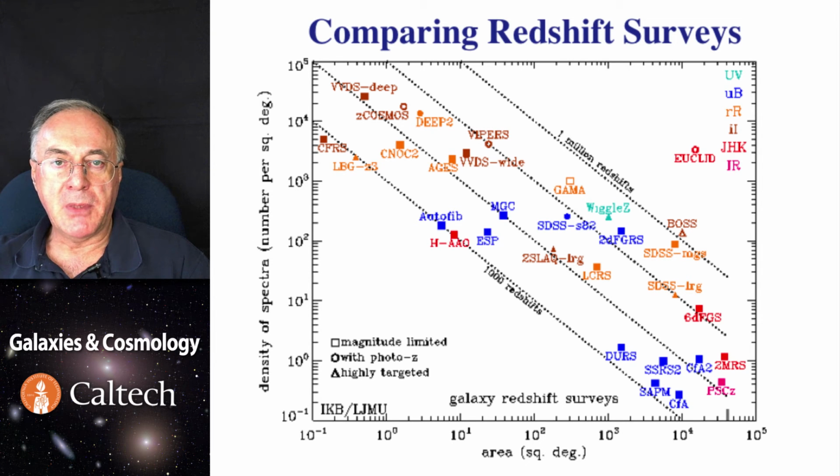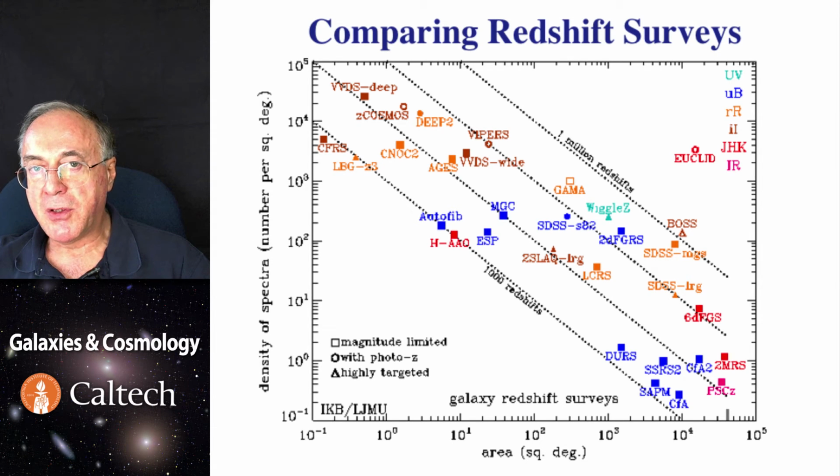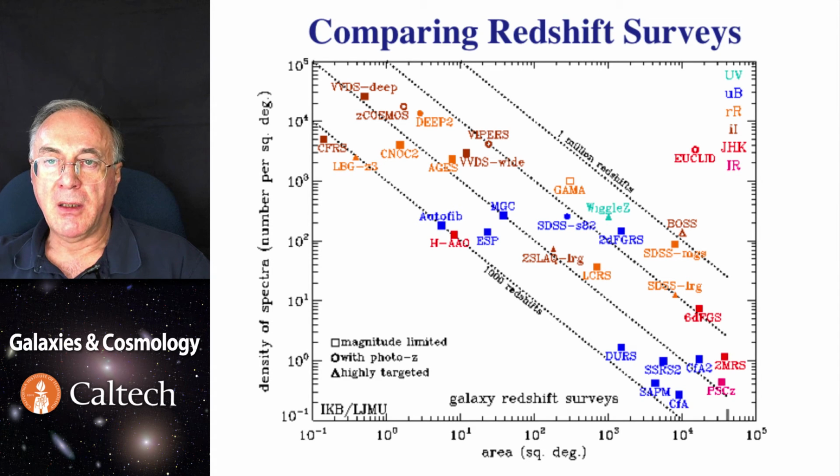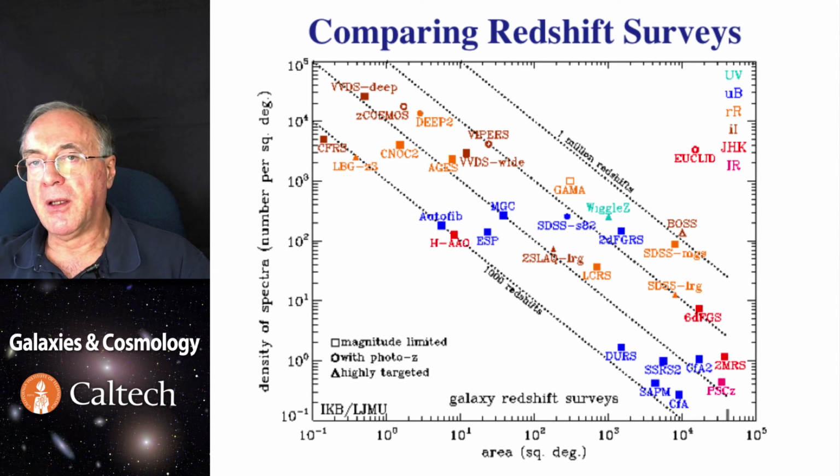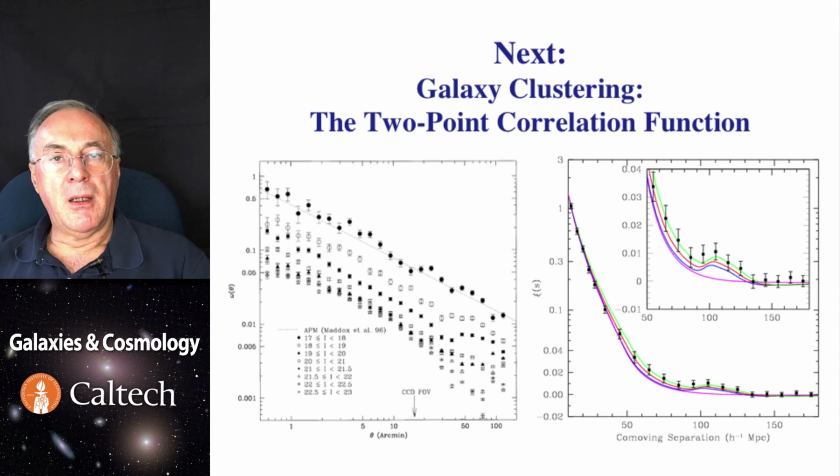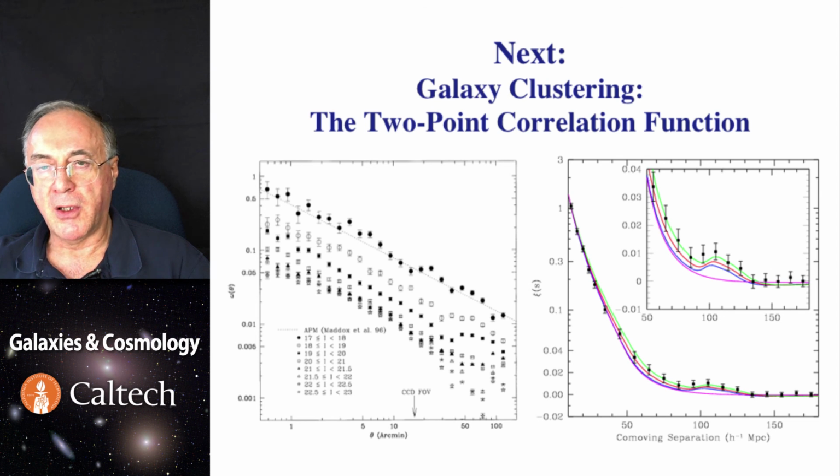Another way to compare them is to look at area coverage versus number density of objects that are being covered. And so again, there is a trade-off. Now in this plane, diagonal lines show the total numbers of objects. And you can see progressing first from thousands to now millions. Next time, we will talk about how we actually quantify galaxy clustering using the two-point correlation functions.